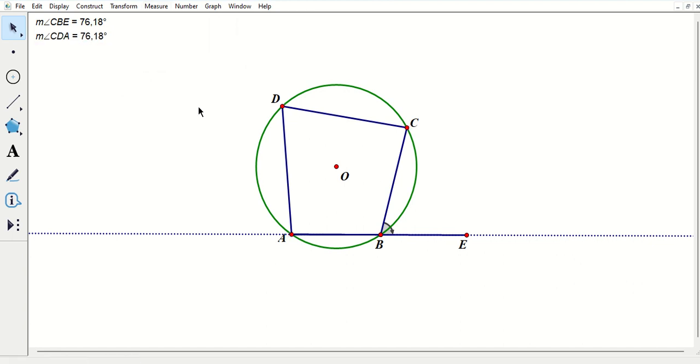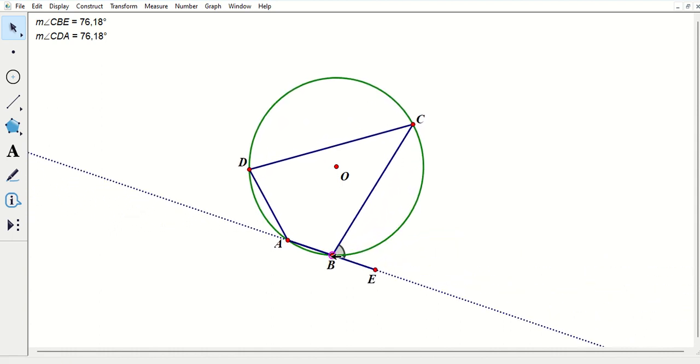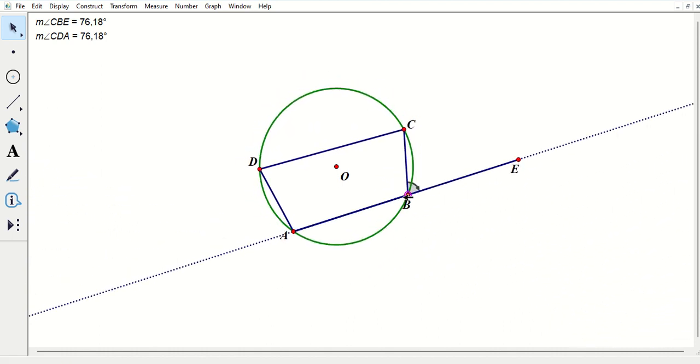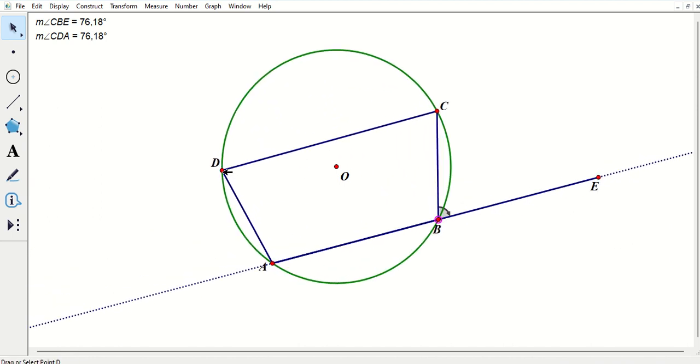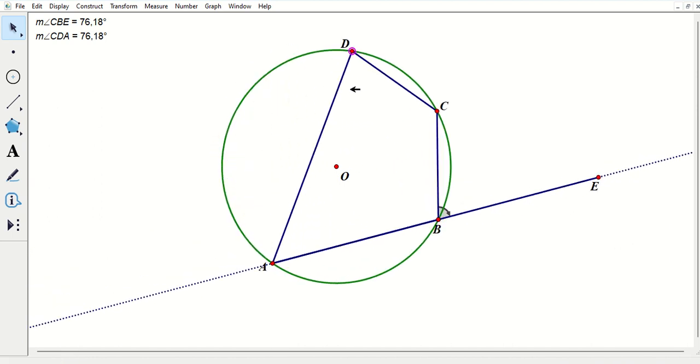And what we can find here is that angle D and the exterior angle are equal, and it doesn't matter how I move angle D or how I move angle B. Always the relationship sticks. The exterior angle is equal to D.